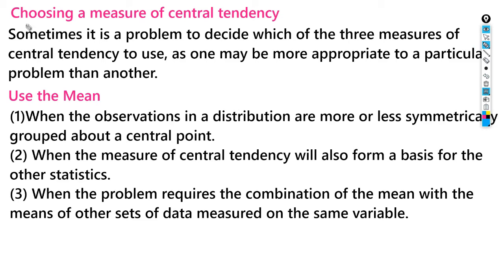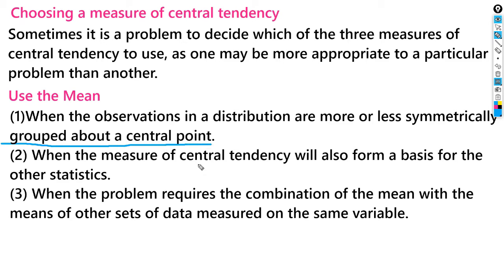Hey guys, what's up? So we've moved on to choosing a measure of central tendency, and it says here, sometimes it is a problem to decide which of the three measures of central tendency to use, as one may be more appropriate to a particular problem than another. And it says here, use the mean when the observations in a distribution are more or less symmetrically grouped about a central point. So when the observations are grouped about a central point, use the mean. When the measure of the central tendency will also form a basis for the other statistics.